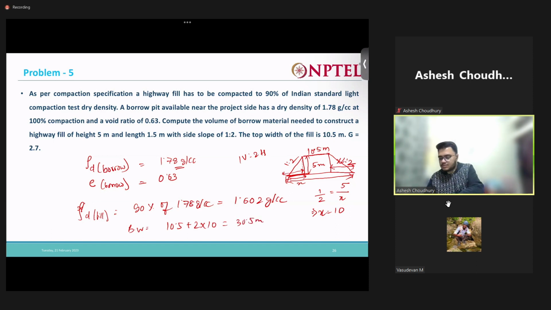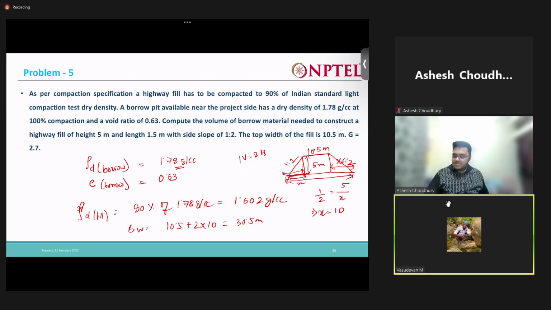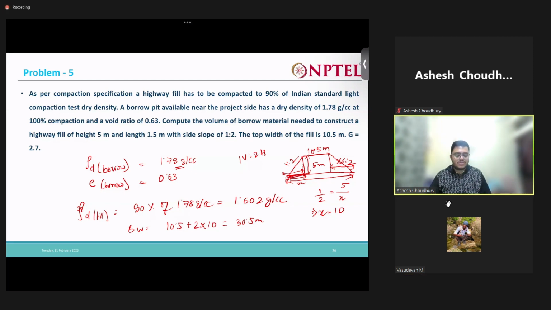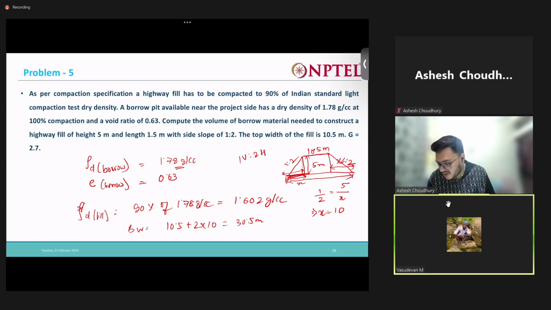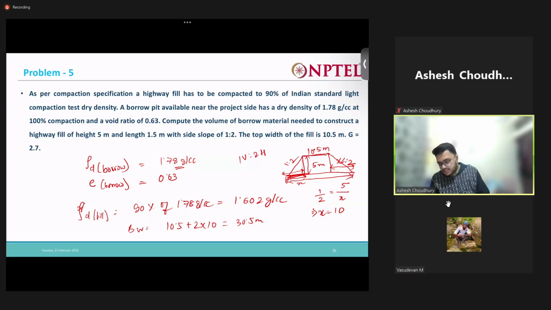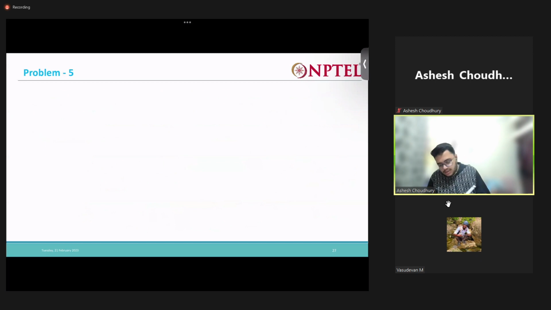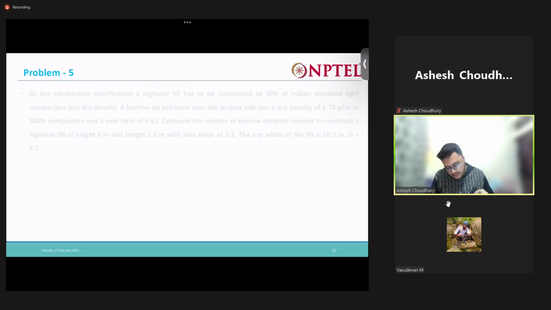Understood? Clear? The slope is given, and from the slope we just find out the base width. Okay, 30.5. Now you know the top width, you know the base width, and the length is also given. You can find out the volume. How can we find out the volume? Volume will be the area of the trapezium, which is half into sum of parallel sides into height, and into 1.5 is the volume.